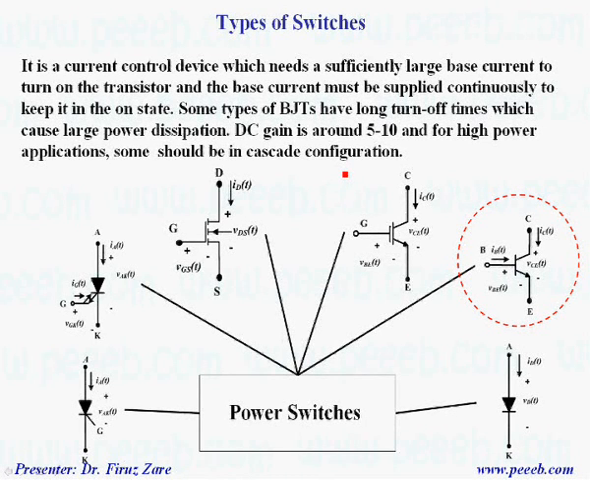BJT is a current control device which needs a sufficiently large base current to turn on the transistor, and the base current must be supplied continuously to keep it in the on state. So basically the switching loss is significant, and the reason is that the turn off time is very long, and also because of a special gate drive to supply continuous current. So that's why this type of switch is not very common in modern power electronic systems.